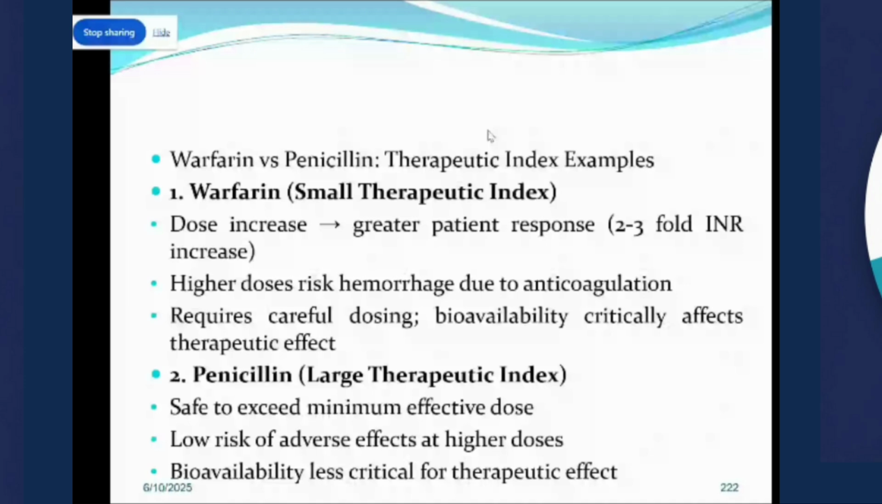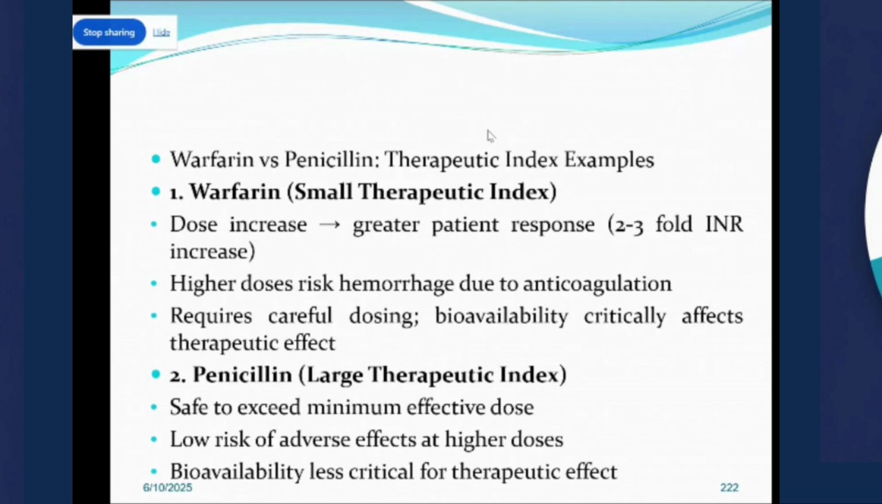How do we read that? 2 to 3-fold increase in INR. High doses risk INR increase. Higher doses risk hemorrhage due to anticoagulation. Requires careful dosing. Bioavailability critically affects therapeutic effect.